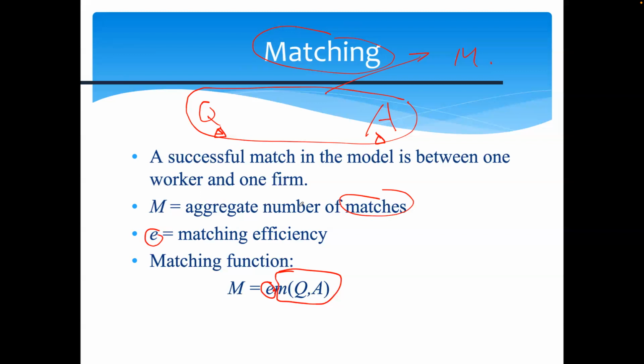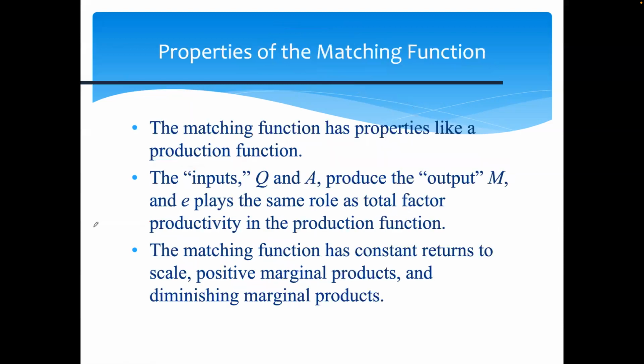Now, what is E? E essentially is like a technology in this sector. If there is widespread use of the internet, or information is widely available, both for the firm and for the worker, clearly the matching efficiency is going to increase. Or in other words, with a higher chance, they are going to successfully match with each other. So this is the matching function, which essentially tells you how many jobs are going to be filled and how many workers are going to get a desirable job.